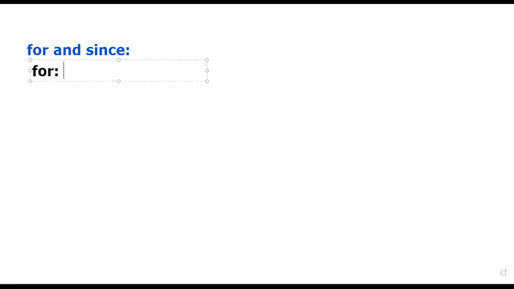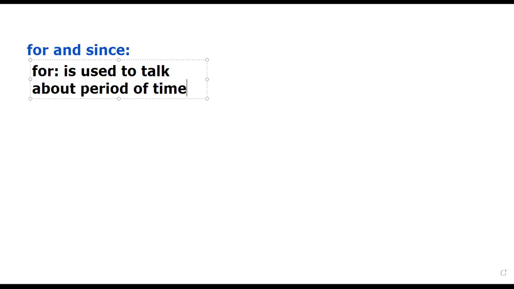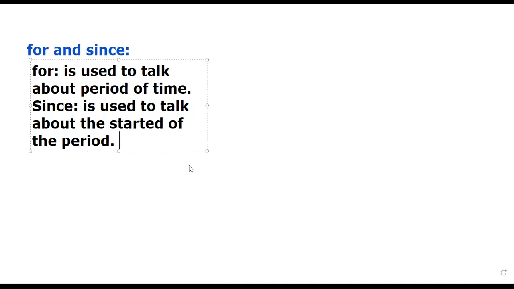So, let's talk about for. For is used to talk about period of time, okay? Now, what about since? Since is used to talk about the starter of the period. Okay, the starter of the period. So, for example, we have two options. So we can use for, or also we can use since, okay?